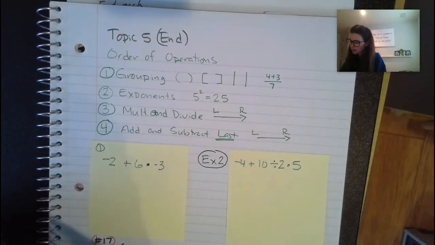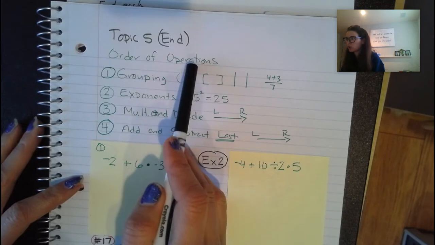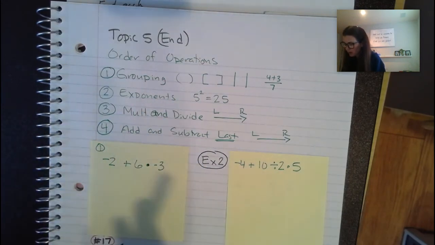Hi guys, we're at the end of topic 5, or topic 2 for accelerated, and we're going to be learning about the order of operations, or relearning. You guys already know about them. We've all heard of PEMDAS or GEMDAS, which I hate both of them. They're an order of operations.